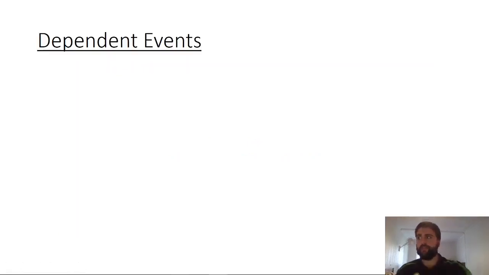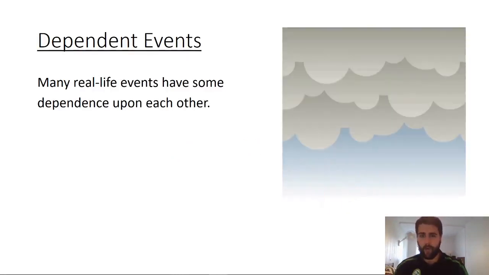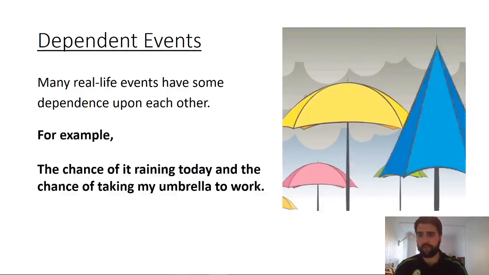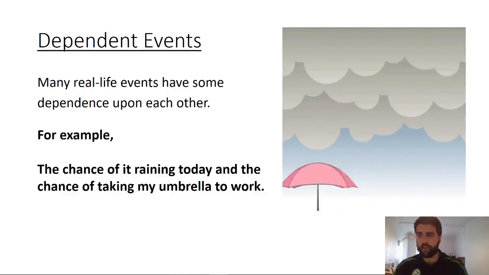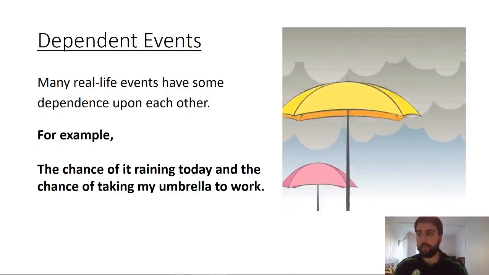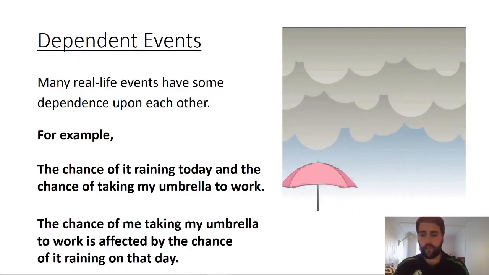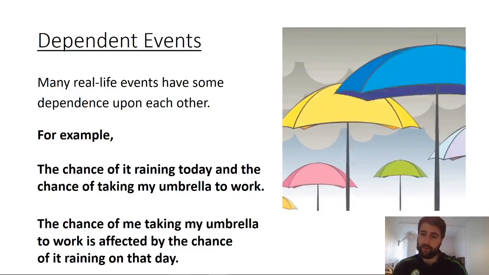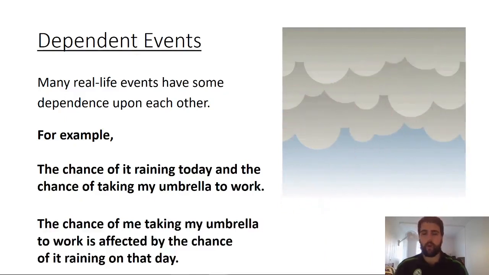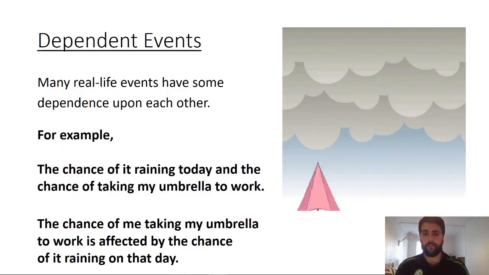Now guys, with dependent events, many real life events have some dependence on each other, and I'll give you an example. The chance of it raining outside is going to have a big impact on the chance of me picking up my umbrella and taking that to work. The chance of me picking up my umbrella is dependent on whether it's going to rain today. We see dependent events all the time, and when we're dealing with probability and dependent events, we need to be aware of this and what to do in these situations.